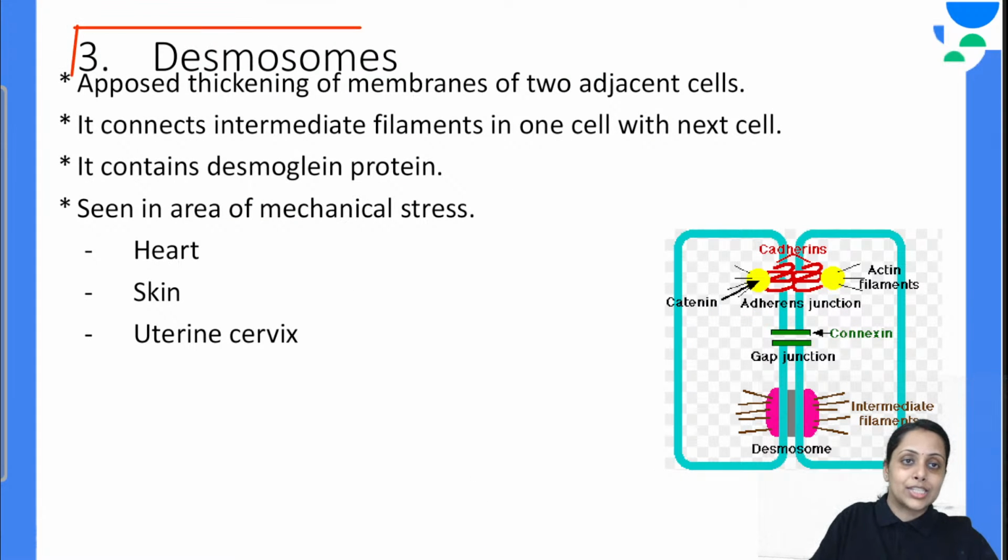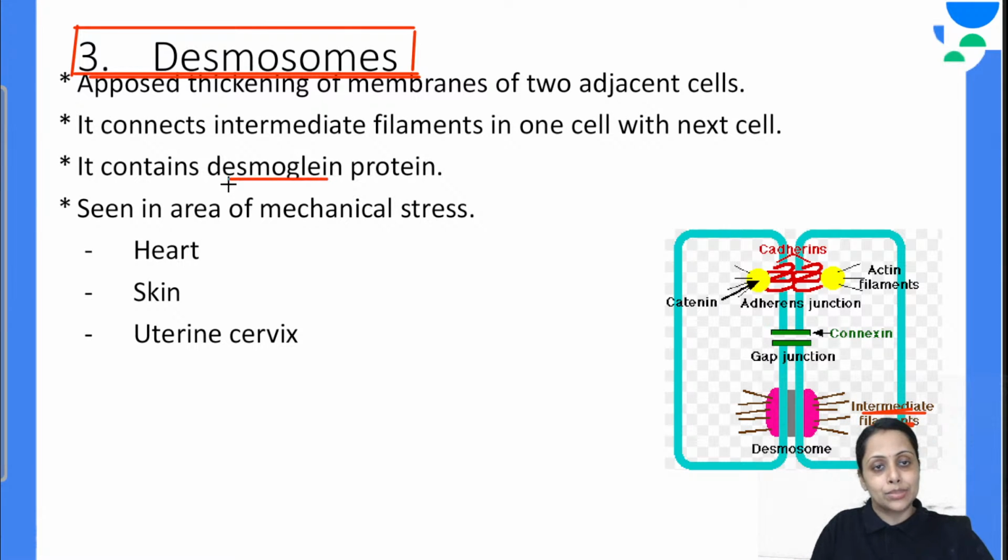Next is the desmosome. In this we have thickening of the membrane. Both cells have this thickening of membrane, and the intermediate filament of one cell is connected with the intermediate filament of the next cell, and they consist of a protein known as desmoglein. This desmosome is present in areas of mechanical stress like our heart, skin and the uterine cervix.